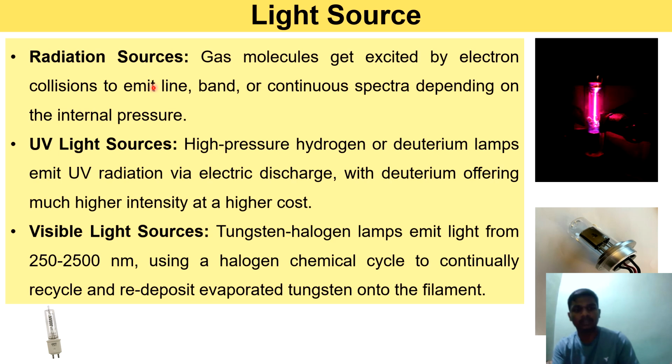Next is the visible light source, the tungsten halogen lamp. It has a range of 250 to 2500 nanometer. In this lamp, the tungsten filament evaporates. The evaporated tungsten combines with halogen gas to create tungsten halogen molecules through chemical cycles. The tungsten halogen molecule migrates back to the filament. Tungsten is redeposited and recycled onto the filament.